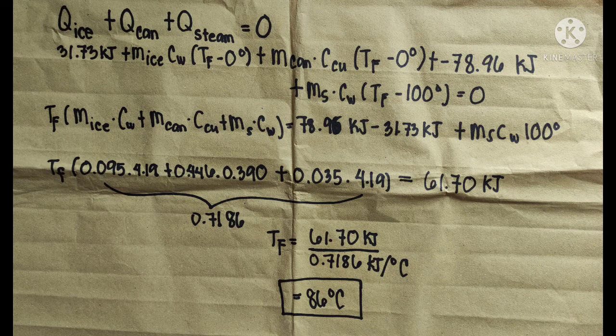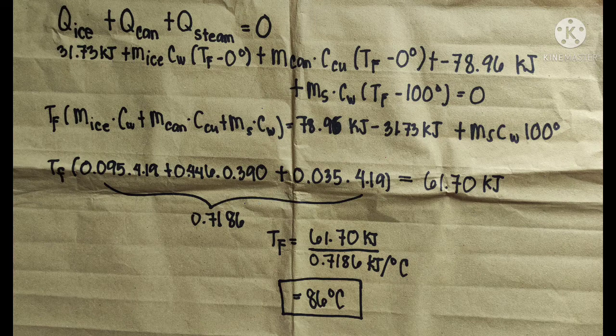So let's put it all together. So we have Q ice plus Q can plus Q steam. And that should all equal 0 because we assume that the system is an isolated system, meaning no heat transfer in or out of the system from the environment. So from here you can see that the only unknown is T final. So you can solve for the final temperature. So let us write it down.